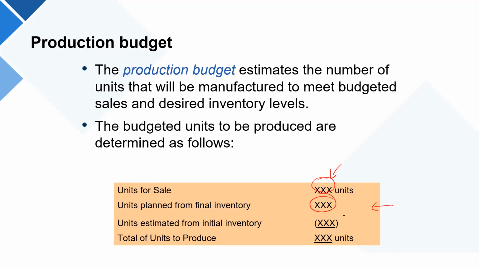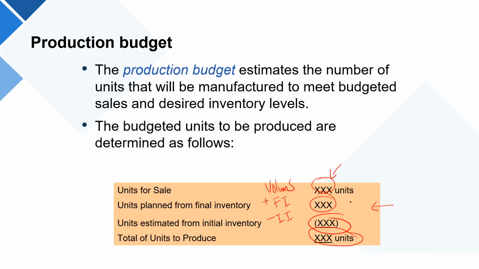And then you subtract the initial inventory because you don't need to produce that. You already have it, all right? So you subtract that from the units that you need, and the result is going to be the units that you need to produce, okay? So it's the volume of sales plus the final inventory minus the initial inventory. And this is of production, or finished goods.